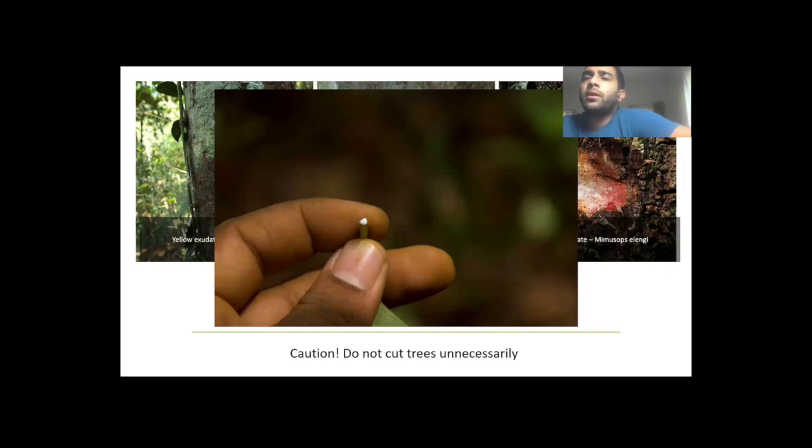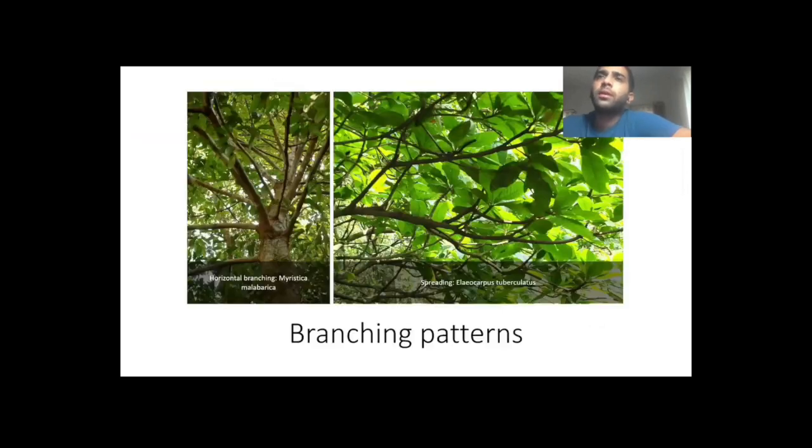So if you really need to identify a plant, you're curious about something, just take one leaf and press the stalk of the leaf and see if any sap comes out, what color it could be, and usually that's enough. Then next you can just look at the tree, look up into the branching, look if there's any pattern.